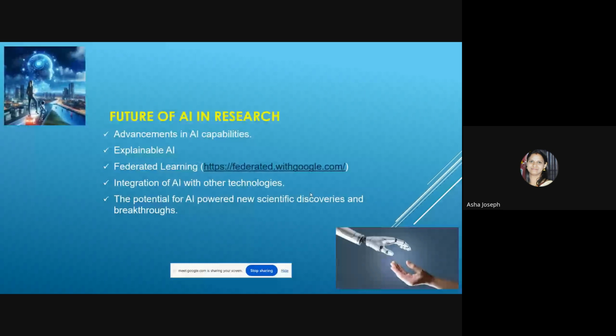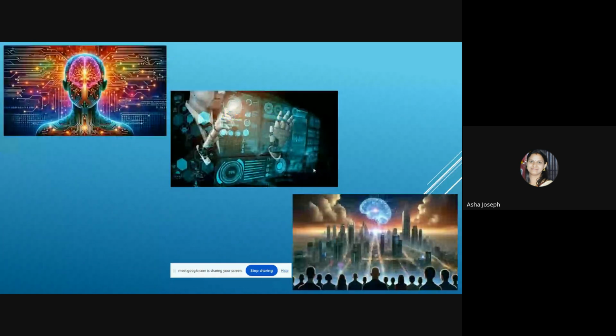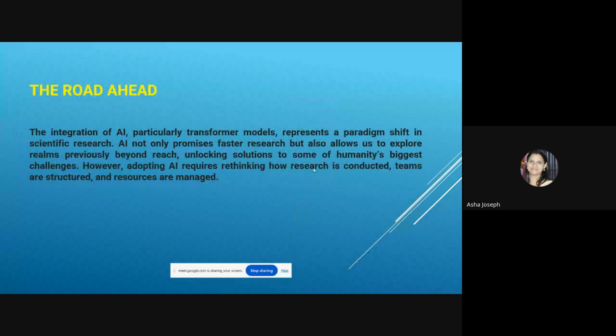Federated learning means enabling collaborative research without the need to share sensitive data. So I have given a link over here, federated with google.com. I will share it again. Then AI-powered scientific discovery, that means you are using AI to discover new knowledge and insights that would be impossible to find through the traditional methods. So these are some of the diagrams I wanted to show you to show the future of AI in research.